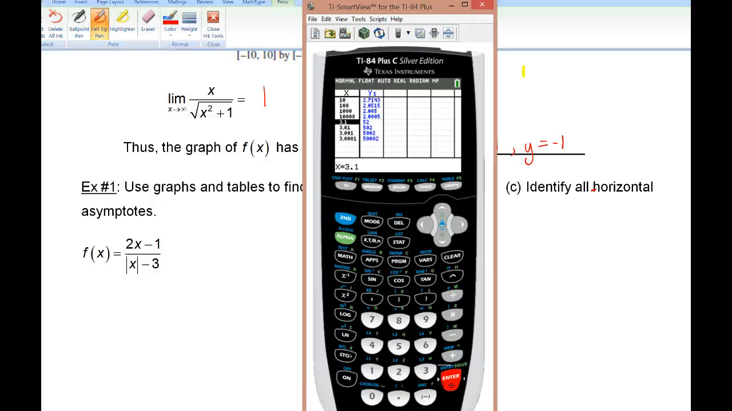So what numbers am I plugging in if I'm approaching infinity? I started off with 10, then I plugged in 100, 1,000, 10,000. My numbers are getting closer and closer to 2. Then what happens if I approach negative infinity? I'm just going to type in negative 10, negative 100, negative 1,000, whatever. And you're approaching negative 2.